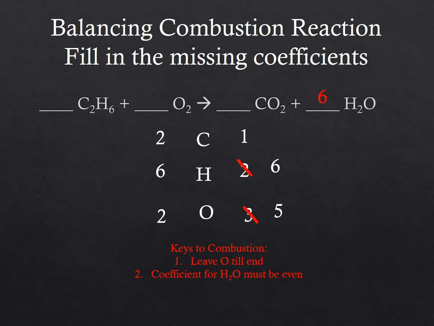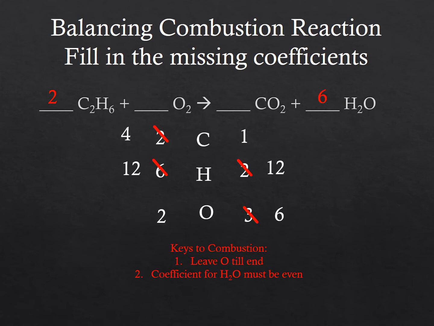So that 3 needs to turn into a 6, because 6 is even, so you basically multiply by 2. That changes hydrogen to 12, and that changes oxygen to 6. So now 6 is even, so we can move on to balance out the equation. Now that we have 12 hydrogens, we need to multiply the reactant side by 2, and that changes hydrogens to 12, because 2 times 6 is 12. And that also changes carbon to 4, because 2 times 2.